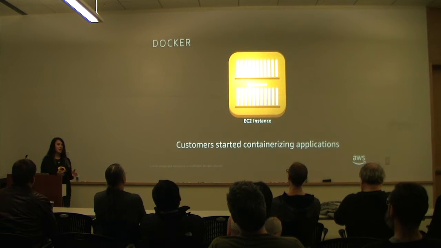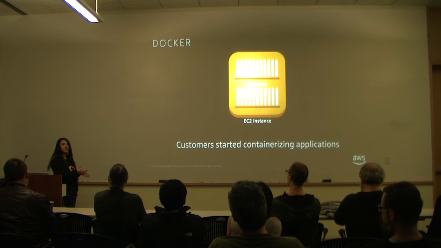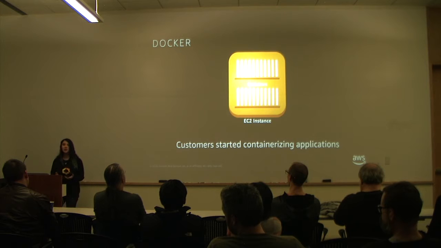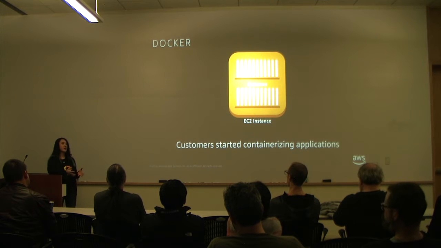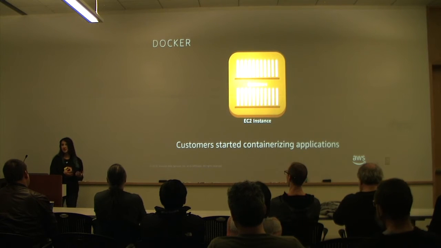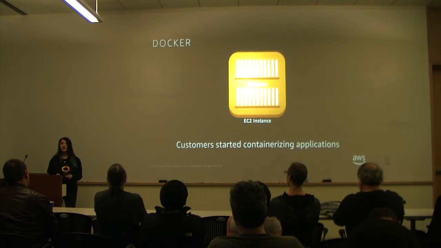And then Docker came along. So people started running their applications in containers. And then they started using Docker to run those containers within EC2 instances. This allowed people to break up their applications into multiple parts. It made it safer for people to run multiple applications on the same instance. And it also resulted in people not needing to worry about the underlying operating system.